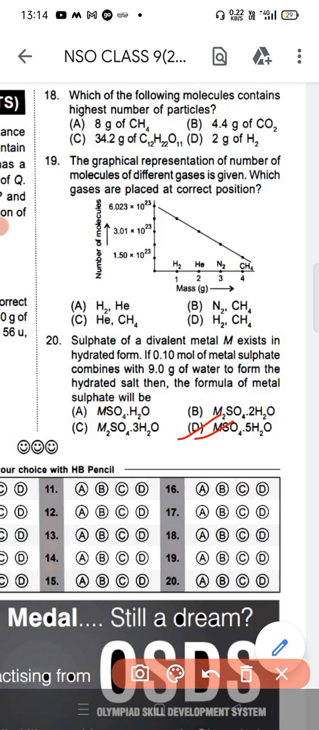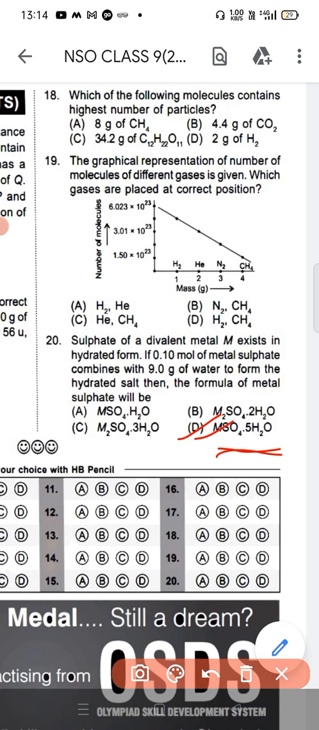As sulfate is divalent, it is MSO4, and 0.1 mole of metal sulfate combines with 9 gram of water. So for 1 mole, 5 H2O molecules will be required. So the answer for question number 20 is MSO4.5H2O. So these 20 questions are there from atoms and molecules.